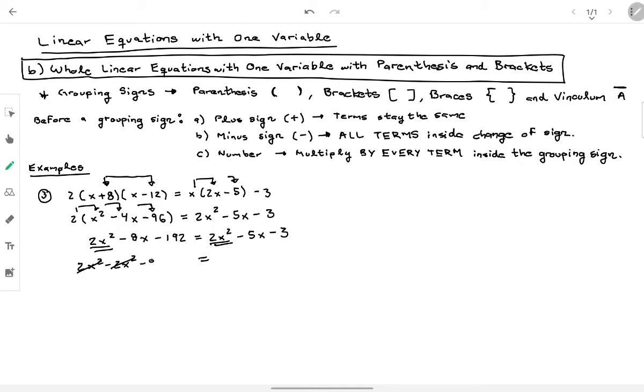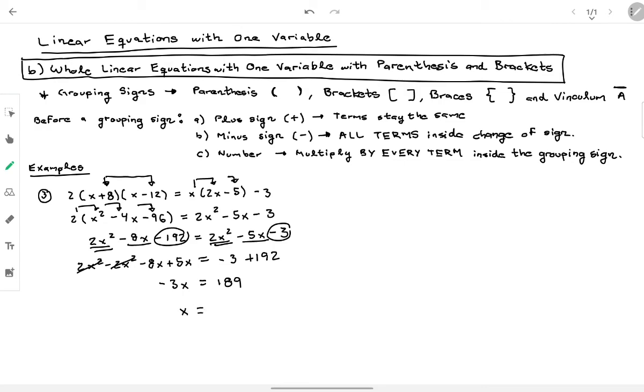Then we will have minus 8x plus 5x, because this minus 8 doesn't change from one member to another, but the minus 5 does. That's why we change the sign of the minus 5. Then in the other part, it's going to be minus 3 that doesn't move, and plus 192. So it's going to be minus 3x equals 189.